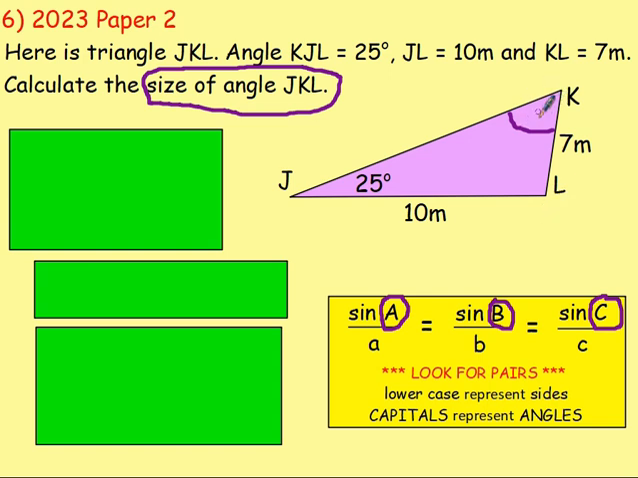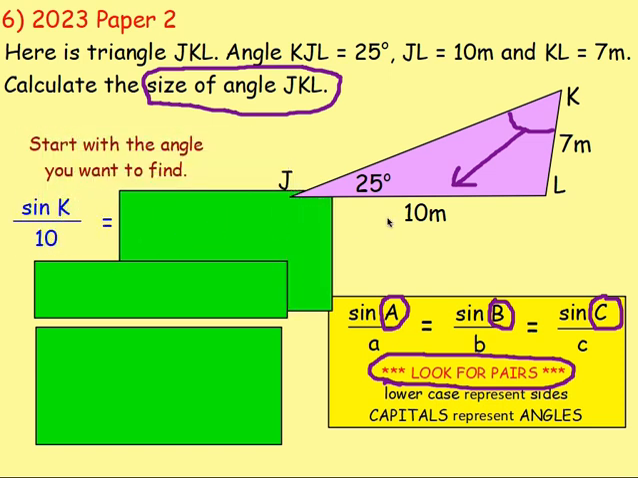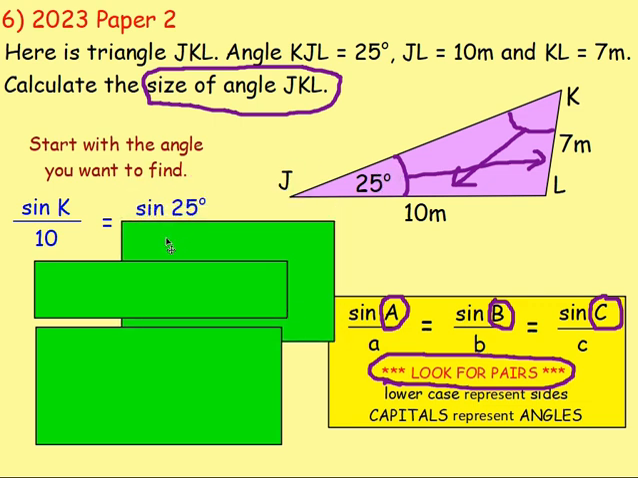We are wanting to work out this angle here, K, and we have to look for our pairs whenever we're dealing with the sine rule. So angle K is paired up with the 10 meters. We're starting with K, so we're going to have sine K over, and that's paired up with the 10, is going to be equal to, what's our other pair? 25 degrees and 7 meters. We know both of them. A pair is when you've got an angle and the side across from it. So it is going to be sine 25, divided by 7.